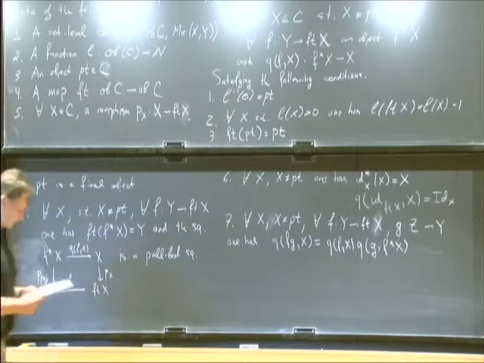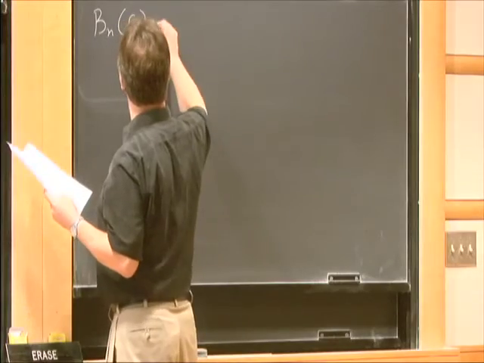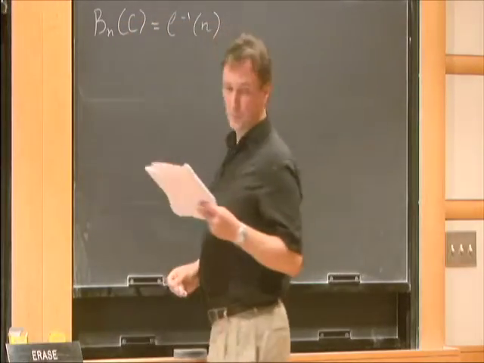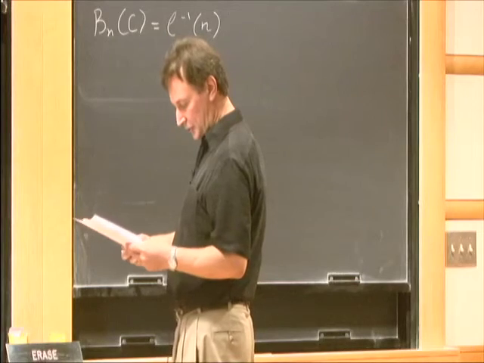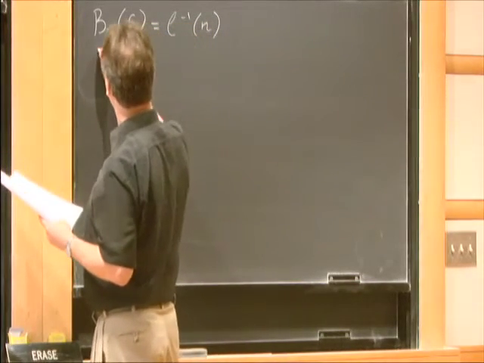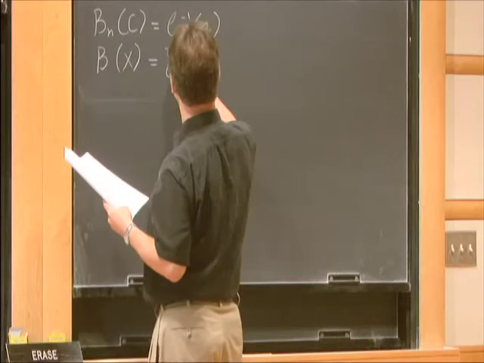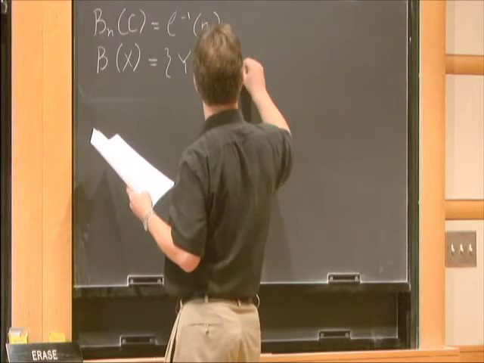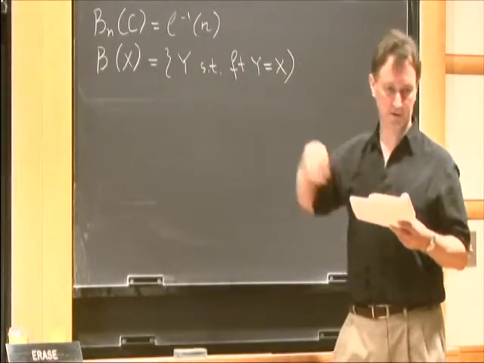Now, a couple of notations. Well, actually more than a couple. So I'll write Bn of C as the set of objects of length n. I'll write B of x as the set of objects y such that the father of y is x. So these are kind of objects which canonically lie over x.